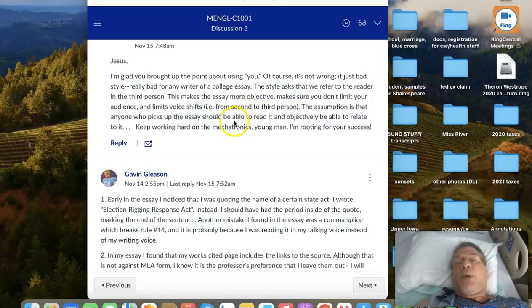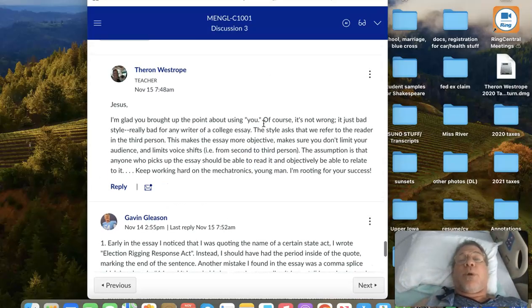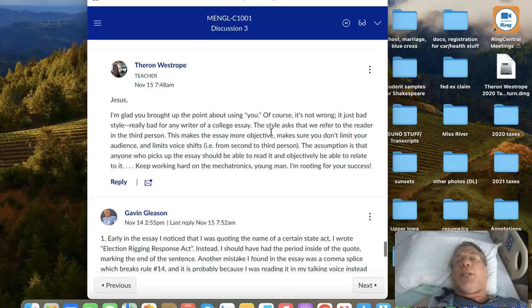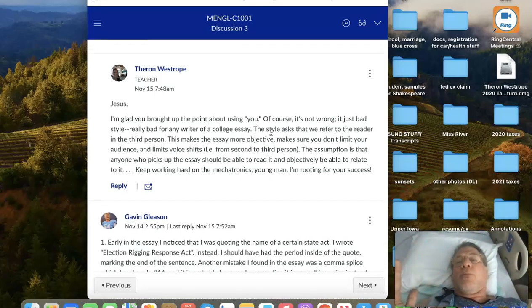The assumption is that anyone who picks up the essay should be able to read it and objectively be able to relate to it, right, because it has an objective stance. You just got to understand that. There's a little personal note for Jesus there, but so if you write, let's say you're doing an argument and it's like an abortion argument, and you say, well, when you're a woman and you're pregnant, well, you just cut out half your audience, right? You're assuming that the men can't relate to this, okay? And so if you stay objective and you talk about it in broader terms, right, you don't say to the reader, you are pregnant. You say, okay, if it's the case that a woman becomes pregnant, and that allows for the kind of hypothetical logical flow that you want.